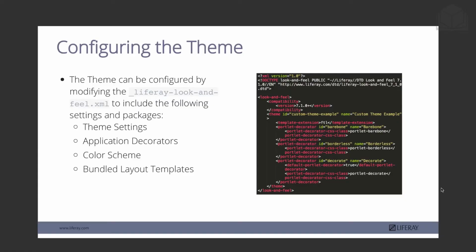We're gonna go ahead and look at configuring our theme next, now that we have the baseline for our HTML, CSS, and our JavaScript. The main source file for our theme configurations is gonna be the liferay-look-and-feel.xml. This is where we can add things like theme settings, application decorators, or actually portlet decorators specifically, color schemes, and we can also do things like bundle layout templates if we want to. And we'll talk about that a little bit more in the 4th chapter of these videos.